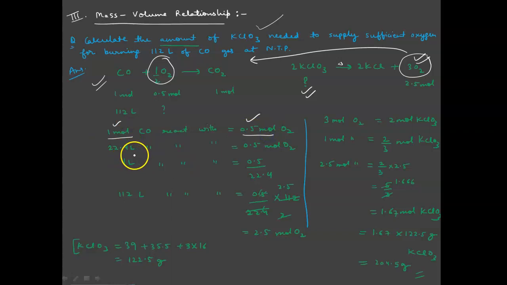So 22.4 liter, that is 1 mole. 1 mole equals 22.4 liter. So 1 mole reacts with 0.5 mole means 22.4 reacts with 0.5. So 1 liter reacts with 0.5 upon 22.4. And from the question, 112 liter of carbon monoxide will react with 2.5 mole of oxygen. So from this value of oxygen that we have got from 112 liter, we will calculate KClO3. Now in this reaction, this is 2 mole and this is 3 mole. We know that 2 mole gives 3 mole. We have to calculate KClO3.